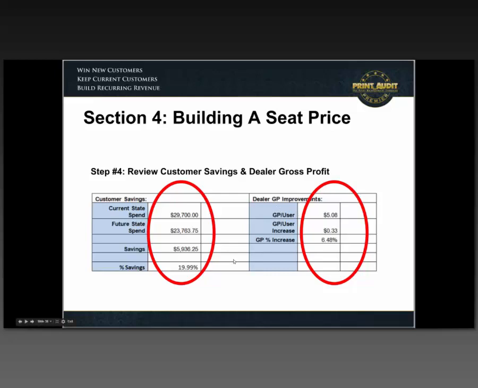So if we start looking at other areas that we can help customers with to become more efficient, we can share some of those savings with them, but of course we keep some of those back for being able to deliver those valuable services.